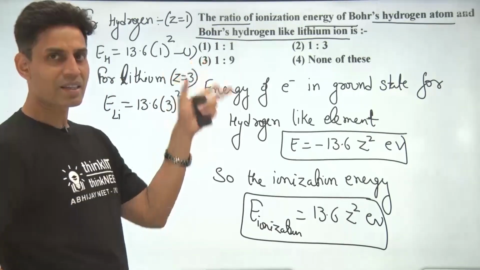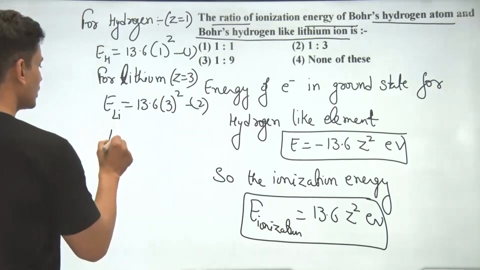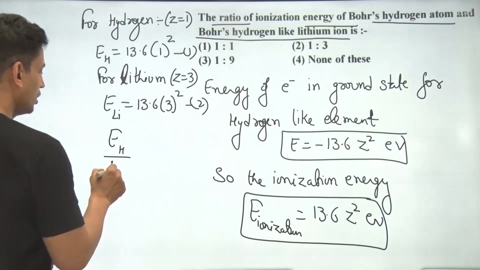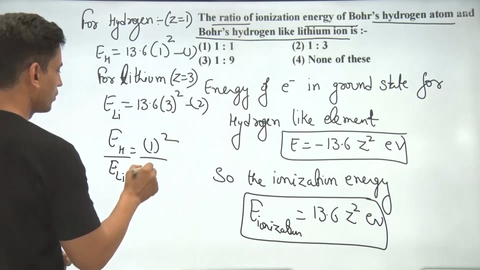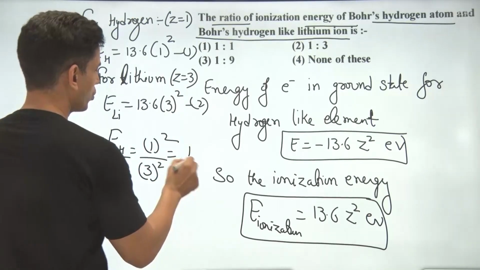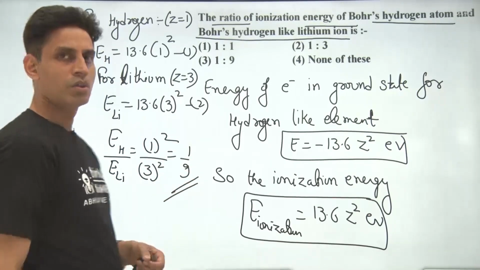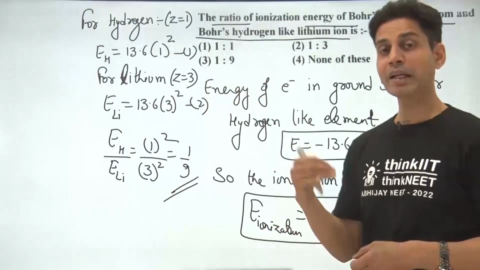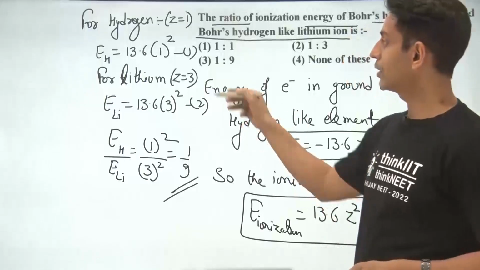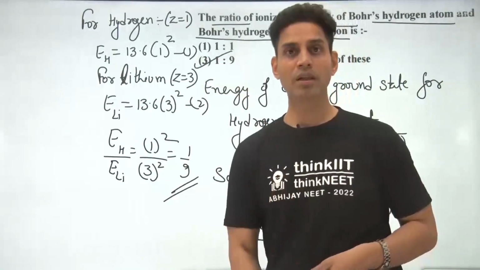Got it? The question is asking the ratio of the ionization energy, that is E of H upon E of lithium, that is 1 square by 3 square, that is 1 by 9. So the ratio of the ionization energy for hydrogen and hydrogen-like lithium is 1 by 9, that is option number 3rd is the correct answer.